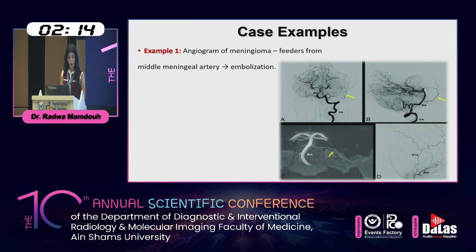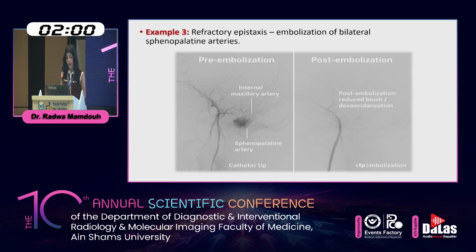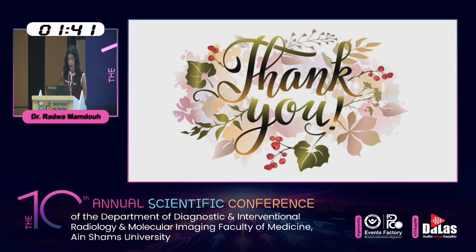Here is a case of a meningioma fed from the middle meningeal artery, pre and post-embolization. The second case is a juvenile nasopharyngeal angiofibroma supplied from the internal maxillary and ascending pharyngeal. Here is a pre and post-embolization of a sphenopalatine artery in a case of refractory epistaxis, showing the reduced blush. And lastly is a dural AV fistula, pre and post-embolization, showing the onyx cast, which is supplied from the occipital artery. Thank you.